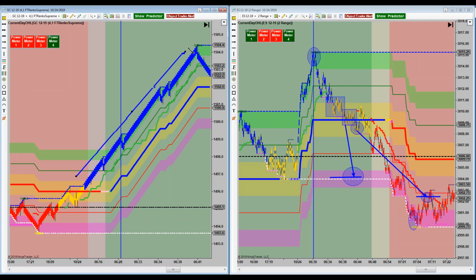I think I missed this one, unfortunately. I got the shorts on the equity, so I made good money there. But I think I missed that gold. The gold just took off like a bullet. I don't forget where he called it. I think he called it way down here.